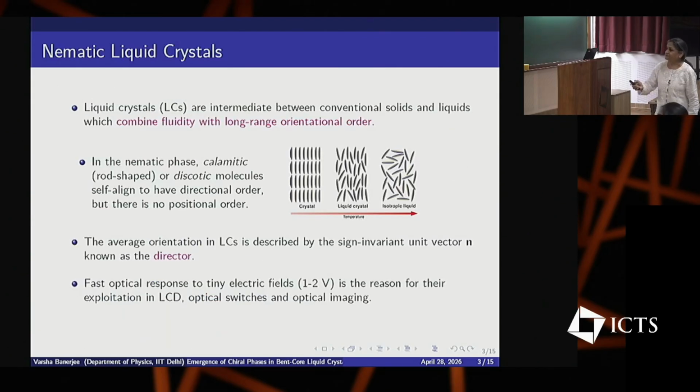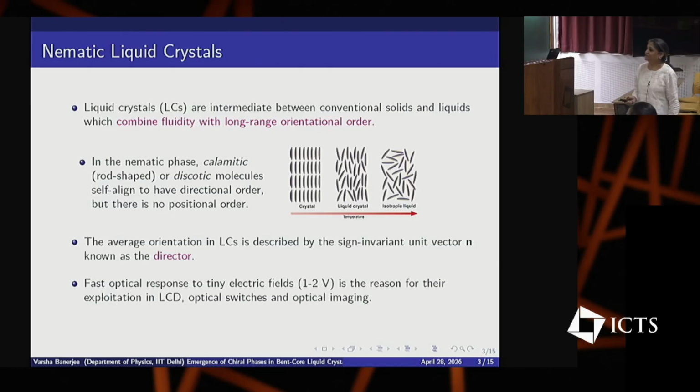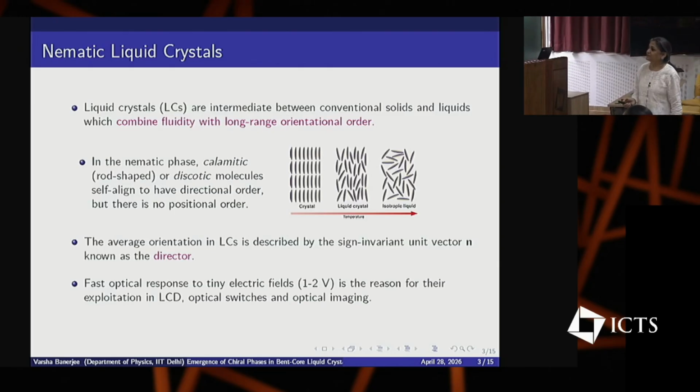So many of us are familiar with nematic liquid crystals. Liquid crystals, as you know, are intermediate between conventional solids and liquids, and they combine fluidity with long-range orientational order. So these are the different phases that one could have. This is what you have in a crystal: a perfect periodic order. In liquid crystals you have a long range order, but they're fluid, and that's the isotropic liquid. What you see on this axis here is the temperature.